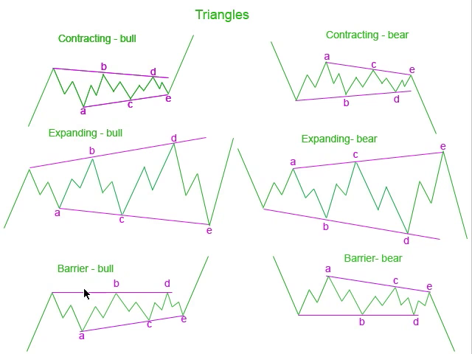A barrier triangle has one trend line, and it's always the BD trend line that is essentially flat. The height for a bull market of B and D is essentially at about the same point. For a bear market, it's the lower edge of the triangle, the BD line, where B and D are essentially at the same point. Otherwise, the rules for barrier triangles and contracting triangles are reasonably similar.